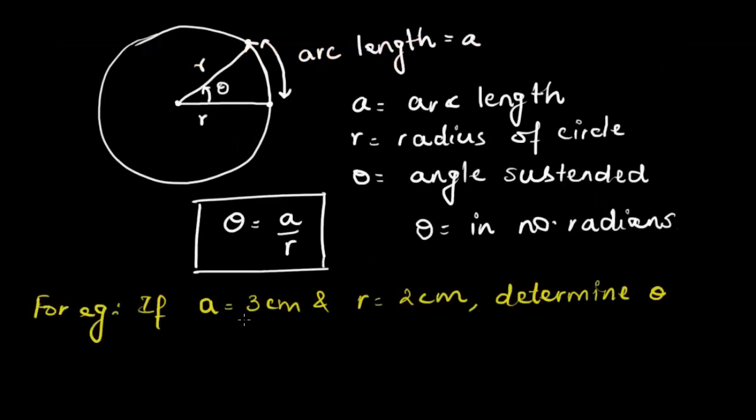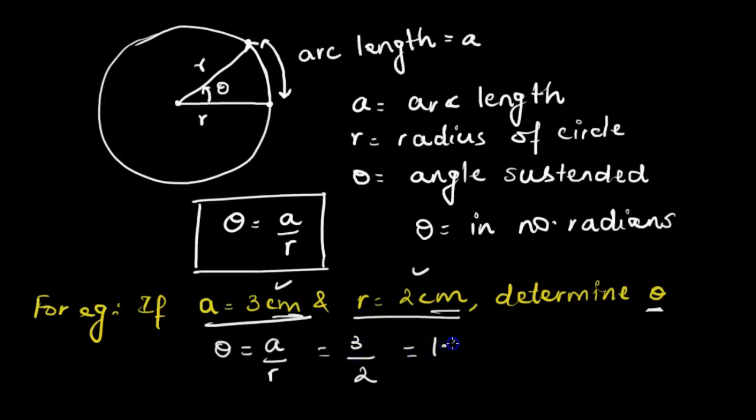Let's say we have a question where we are given the arc length is equal to 3 cm, the radius is equal to 2 cm, and we are supposed to determine theta, that is the angle subtended. We know theta is arc length divided by radius, and they have to be in the same units. They're already given in the same units, so all we have to do is substitute the values. 3 divided by 2 is 1.5. The unit is going to be radians.